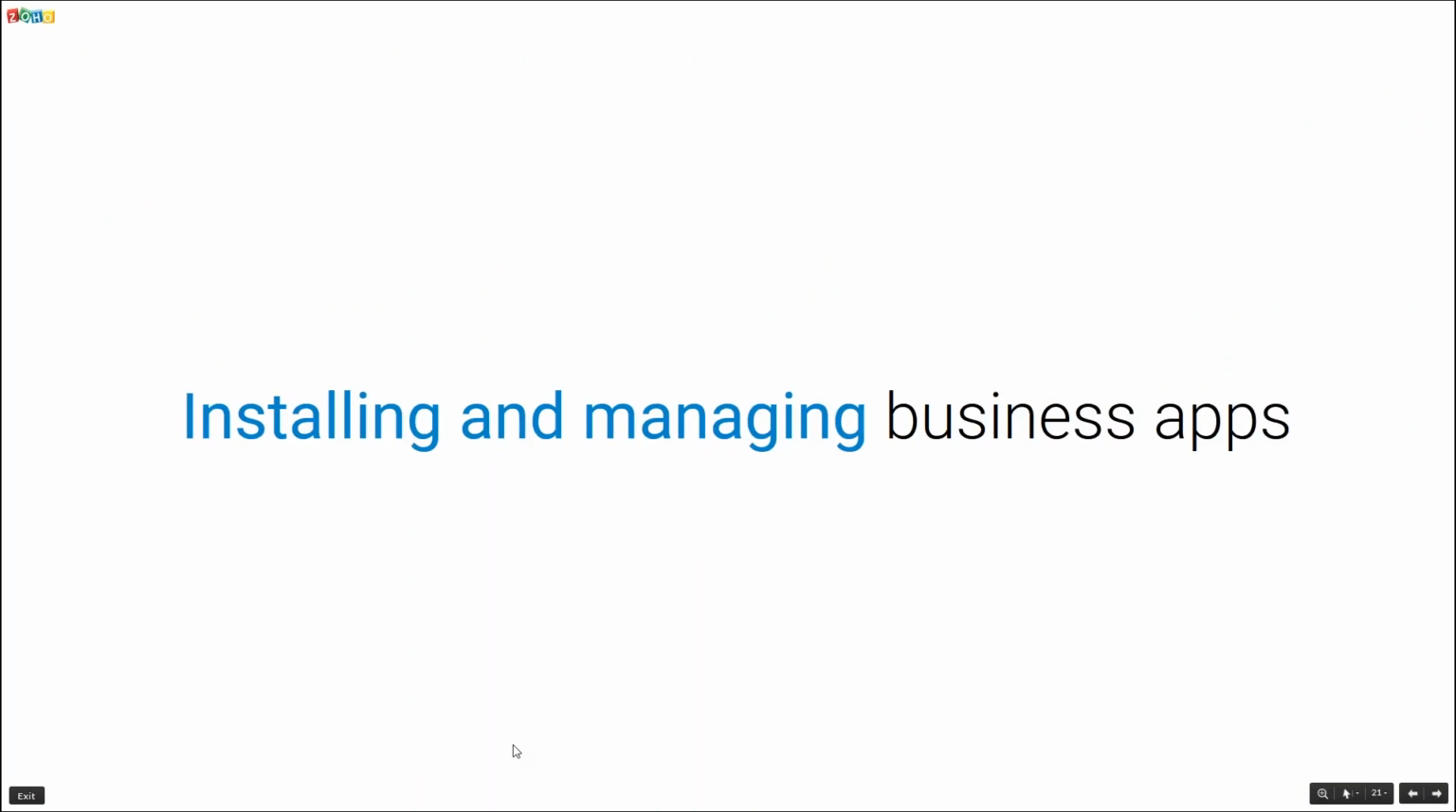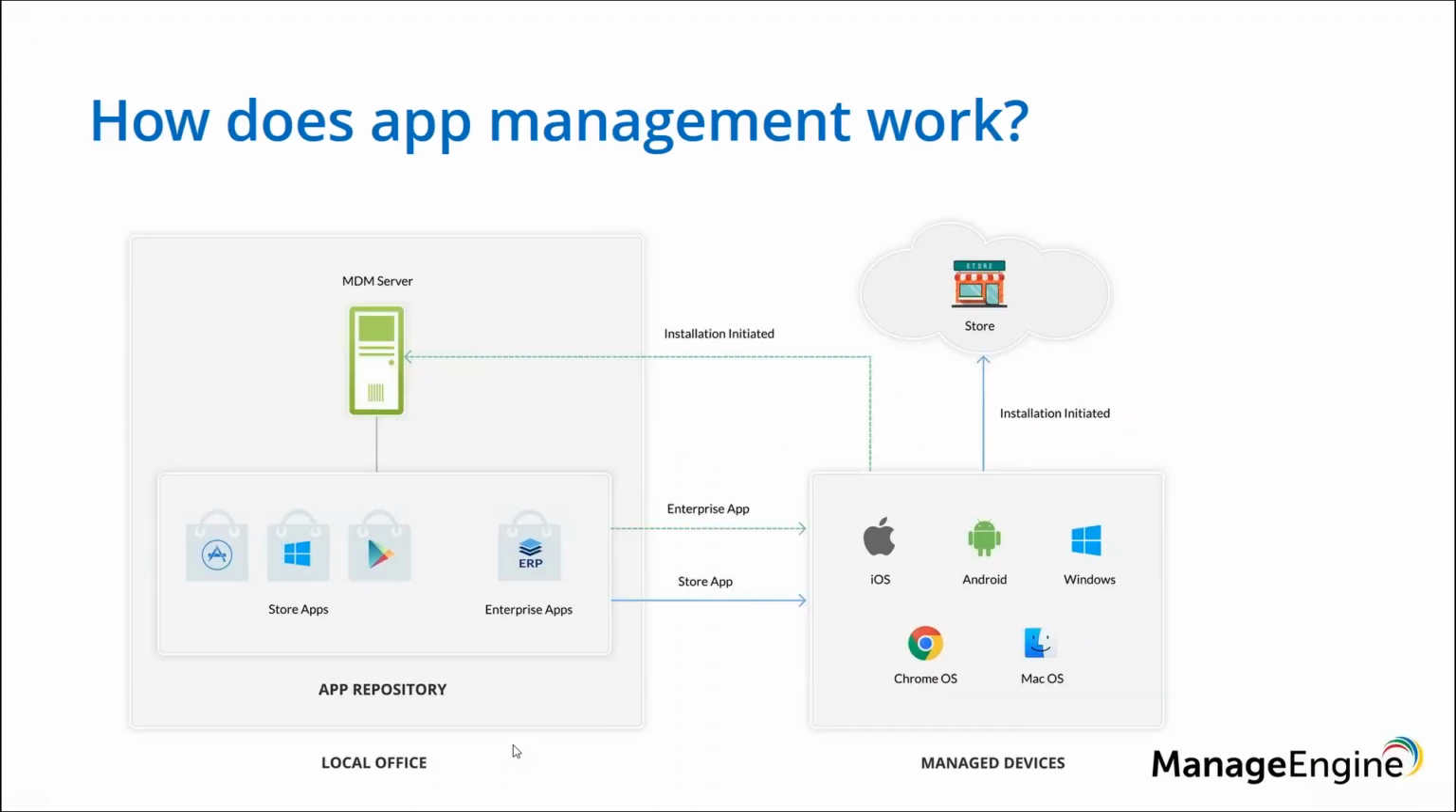So first, I'm going to show you how you can install and manage your business applications using a mobile device management solution. Before I take you to the product console and demonstrate how this is done, let's quickly see how app management works. The first prerequisite is the app repository. You have to add your applications into the repository. Each MDM account will have its own repository to which you can add your application, either a store application or your own enterprise application. You can upload them to the repository. Once that is done, you can distribute to the managed devices.